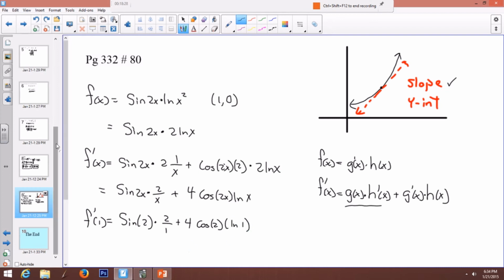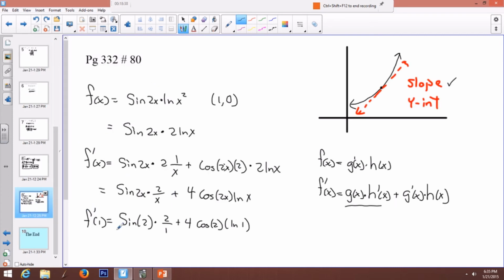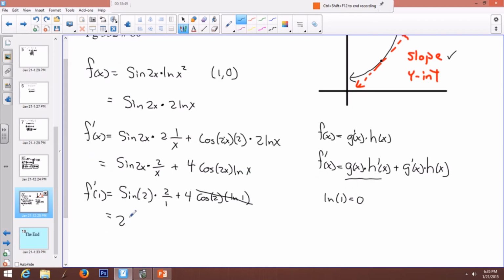And when I look at that particular, if we go back up here, first the ln of 1 is 0. So that makes our lives a lot easier. So this whole expression, because the ln of 1 is equal to 0, so this whole term cancels out. So I have 2 sine 2. That is the slope of my tangent line.